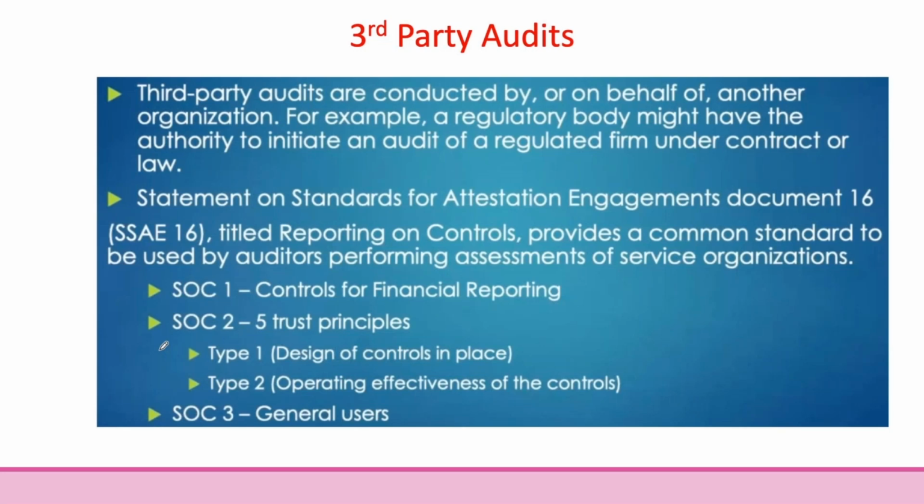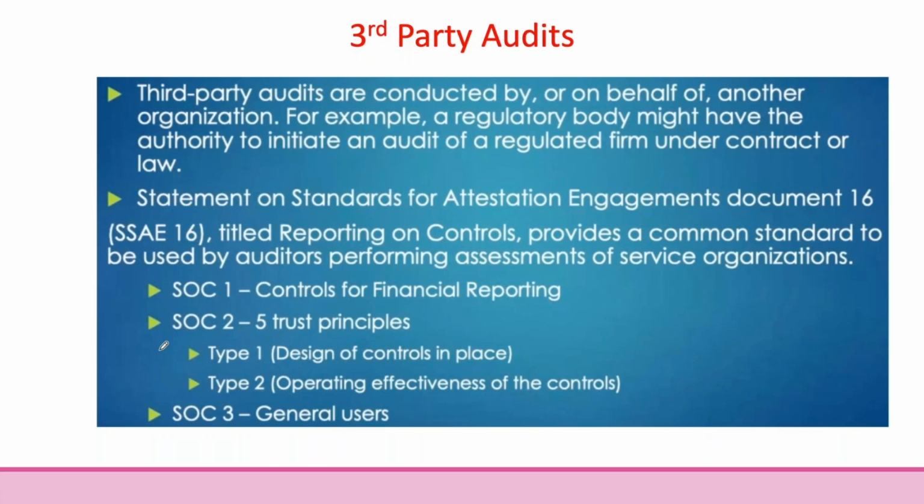Then you have SOC 2, which is basically for organizations related to technology. So it focuses on technology. It is based on the five trust principles: security, confidentiality, integrity, availability, and privacy. It also gives you type 1 and type 2. Type 1 is just in time, an as-on-date report, mentioning whether the specific design of controls is in place or not, whether these controls are implemented or not.